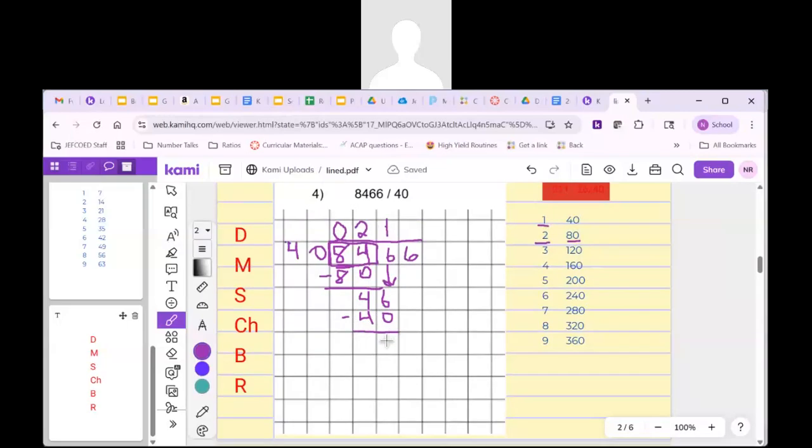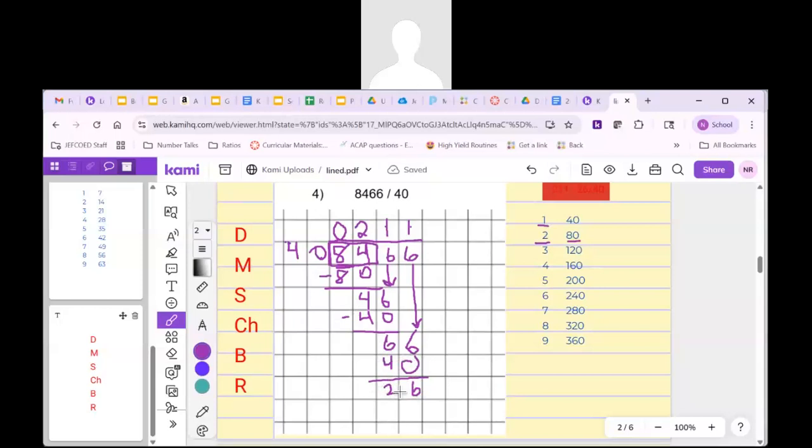Then we're going to check. Is 6 less than 40? Yes. So I bring down the next 6. Well, this is frustrating because, again, 80 is too much, and I can only just do one group of 40. So I put the 1, and I multiply. 1 times 40 is 40. And then I subtract. And that will give me 26.